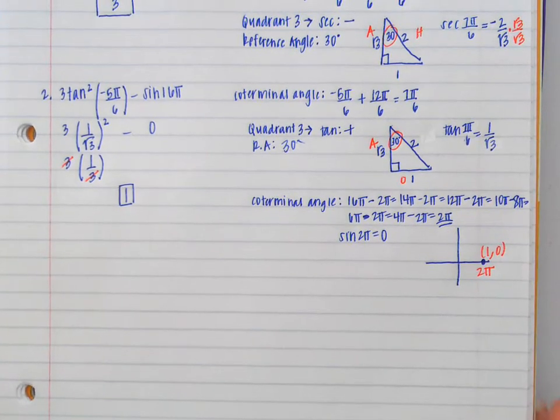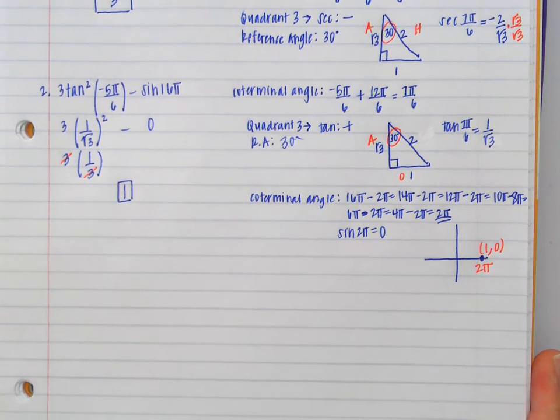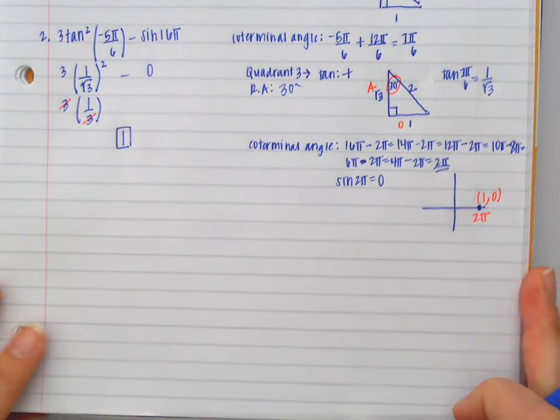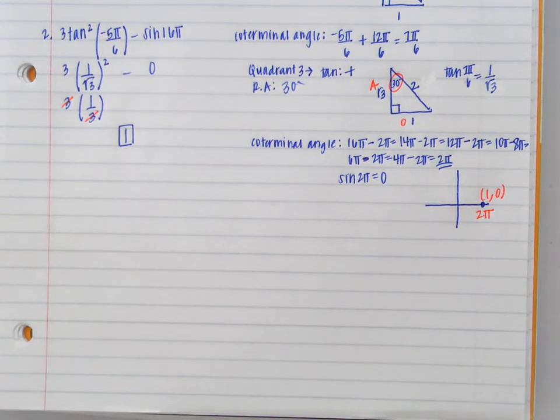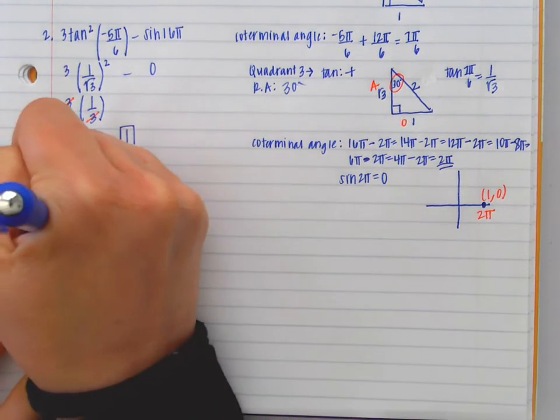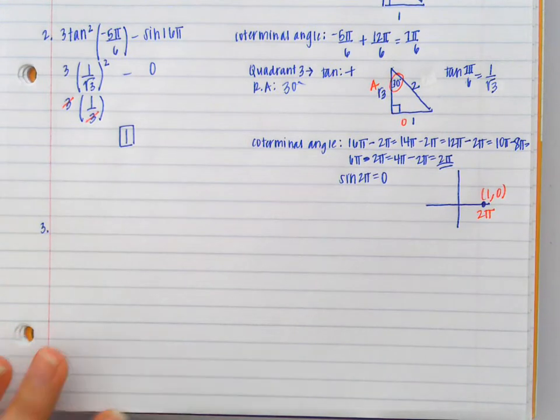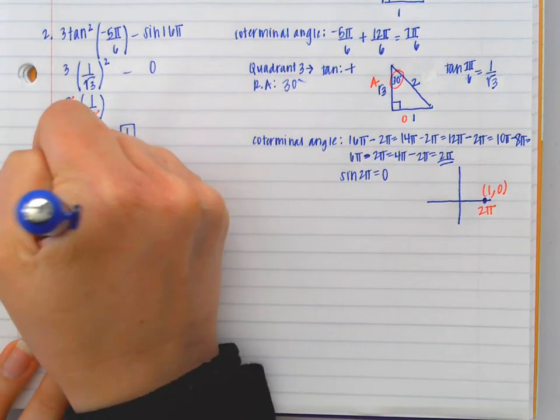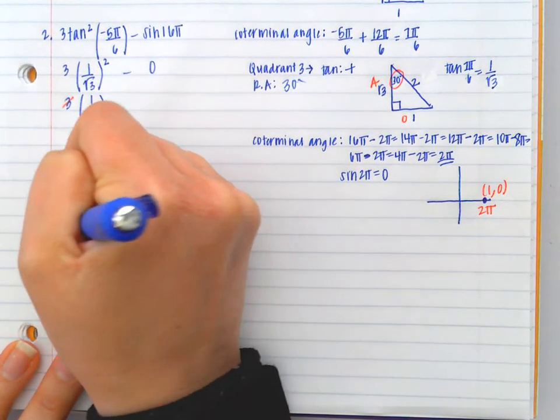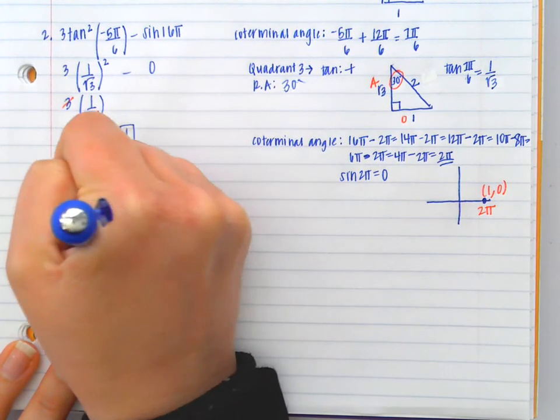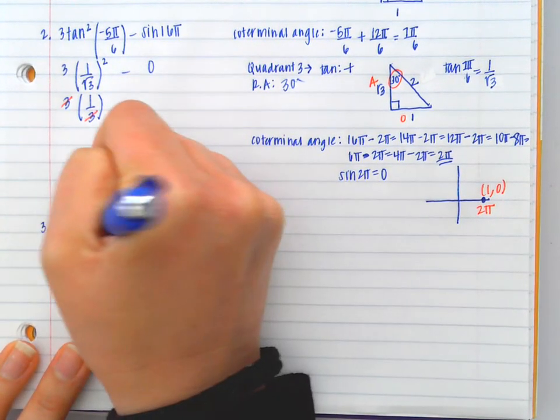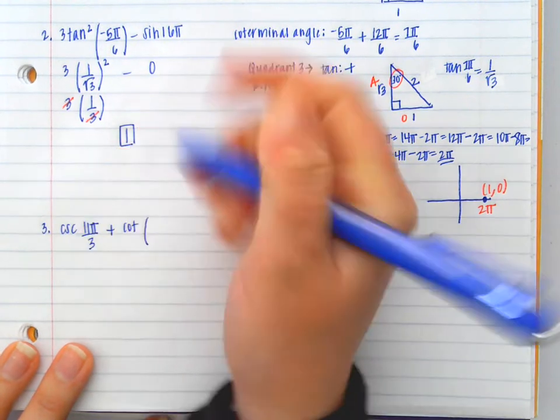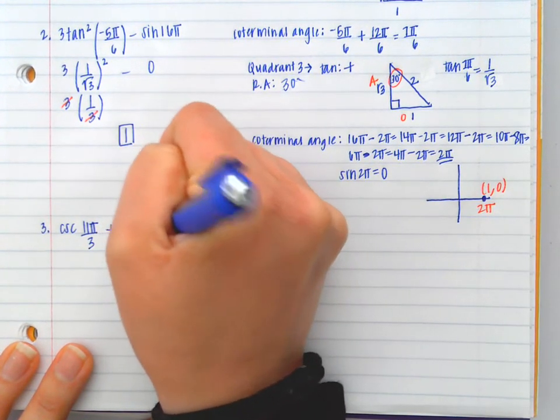Okay, let's do 2 more and then we'll be done. Okay, so let's look at number 3. Number 3, we're going to do cosecant of 11 pi over 3 plus cotangent of negative 5 pi over 4.